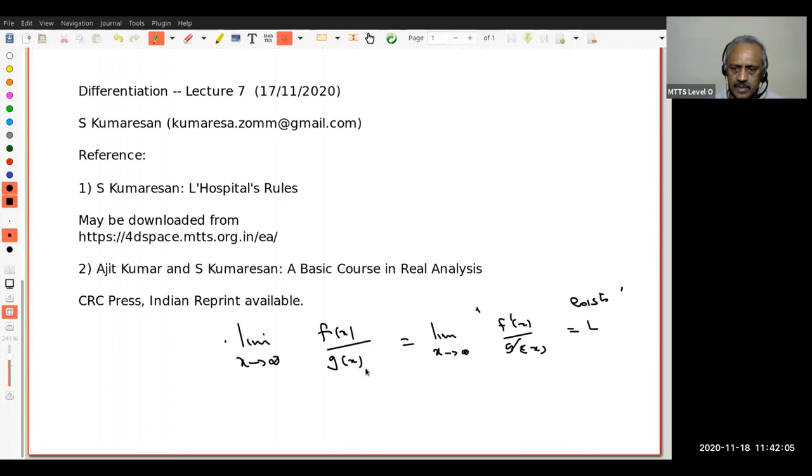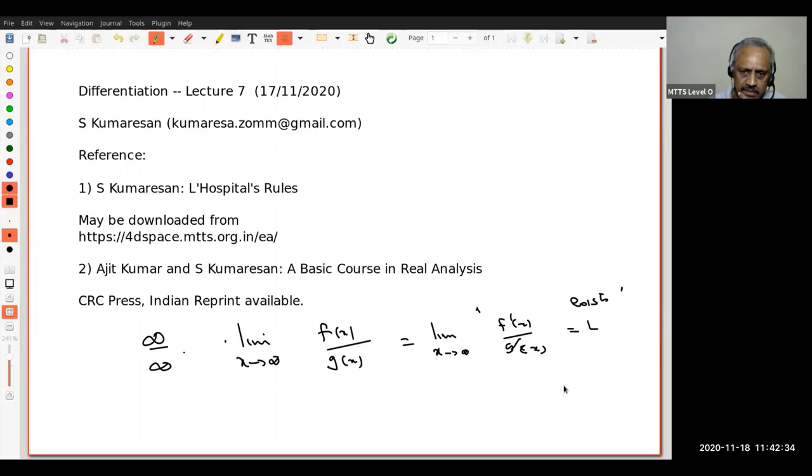But what are the assumptions? We want the infinity by infinity form, the so-called indeterminate form. That means the limit as x tends to infinity of f(x) must be infinity, and the limit as x tends to infinity of g(x) is also infinity. And what I know is the limit as x tends to infinity of f dash x by g dash x exists. It is equal to L, of course a real number.